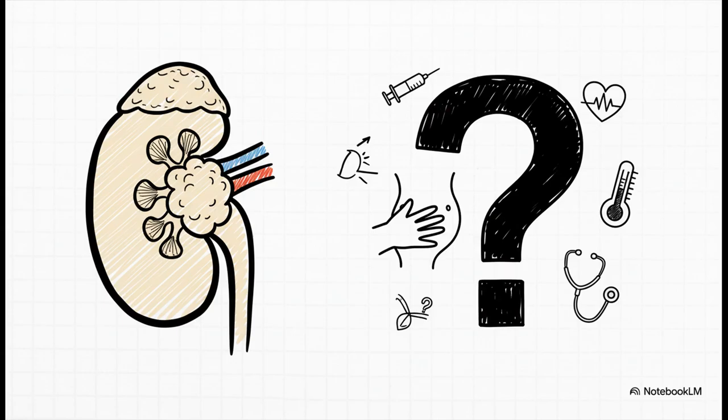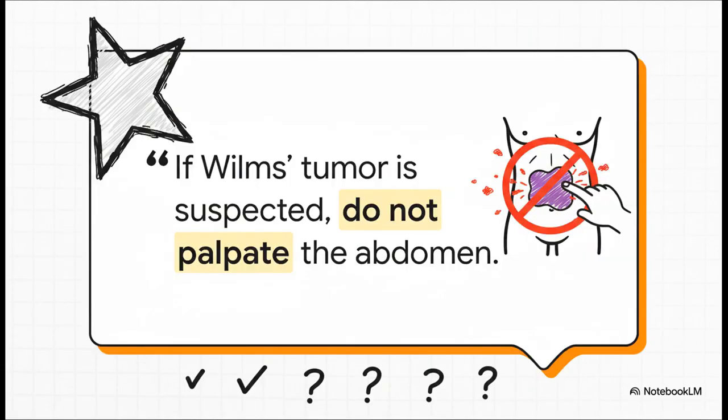And this brings us right back to that question from the beginning. So you've identified a potential Wilms tumor. As the nurse, what is your absolute number one priority? This is it. Put a huge mental star next to this one. You do not, under any circumstances, palpate the abdomen. The reason is this tumor is encapsulated, kind of like it's in a fragile little bag. If you push on it, you could cause it to rupture, spreading cancer cells all over the body. This is a massive safety point and, yeah, a total favorite ATI question.